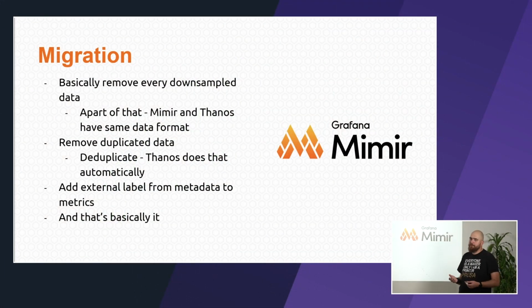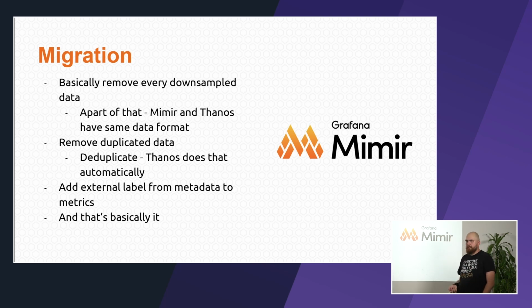Yeah, so basically, if you want to migrate, you have to remove every downsampled data. That's it, unfortunately. Apart from that, the format of the Thanos and Mimir data are the same, because Thanos has the same data format as Cortex, so Mimir inherits that, and it's pretty easy to just copy from one S3 object storage to a second. Remove duplicated data.